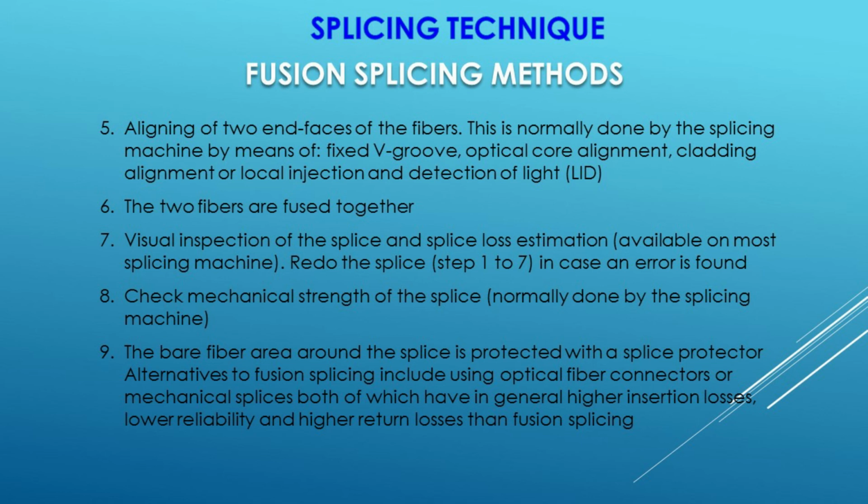Alternatives to fusion splicing include using optical fiber connectors or mechanical splices, both of which have in general higher insertion losses, lower reliability, and higher return losses than fusion splicing.